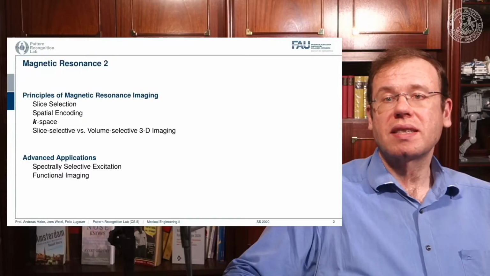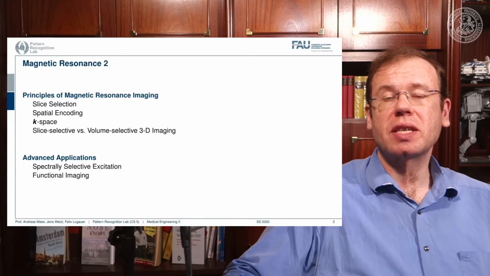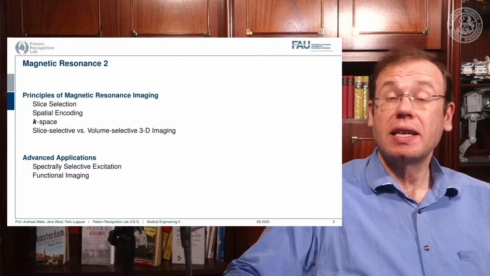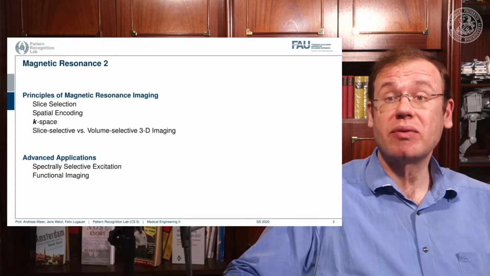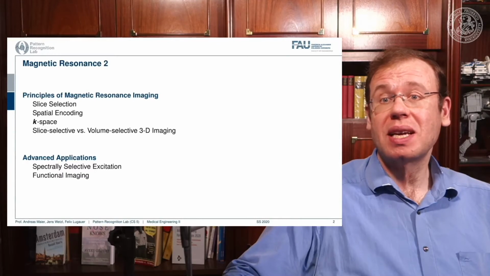So this is today's outline. We want to explore the principles of magnetic resonance imaging, the slice selection, the spatial encoding, and then we want to explore the so-called K-space. So K is the wave number, and we want to explore the space of wave numbers. Then we see finally a comparison of slice selective versus volume selective 3D imaging.